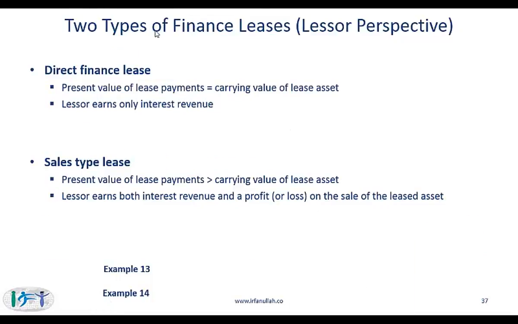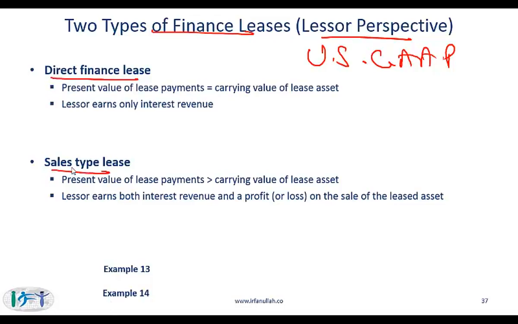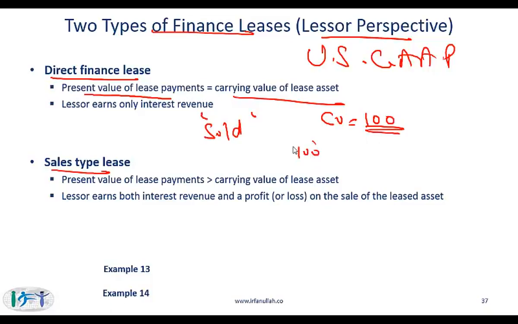Now let's look at the two types of finance leases. This is from a lessor perspective, and it is only under US GAAP that we have these two categorizations. We can have a direct finance lease or a sales type lease. In a direct finance lease, the present value of the lease payments is equal to the carrying value of the leased asset. So if the leased asset on the books of the lessor is 100, this is the carrying value of the asset, and then this asset is quote unquote sold because this is a finance lease, and the present value of the lease payments also equals 100, then there is no gain on sale.